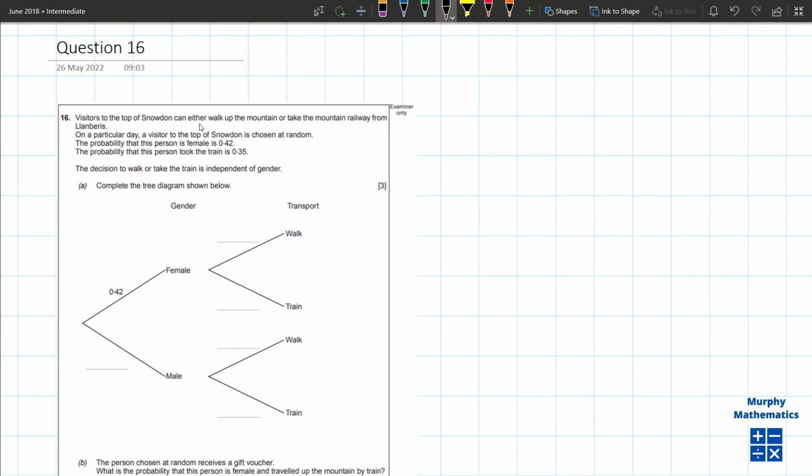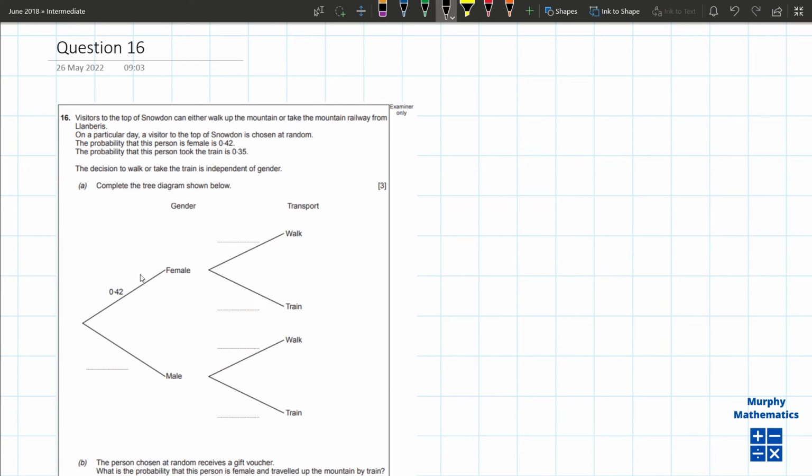Visitors to the top of Snowdon can either walk up the mountain or take the mountain railway from Llanberis. On a particular day, a visitor at the top of Snowdon is chosen at random. The probability that this person is female is 0.42. The probability that this person took the train is 0.35. The decision to walk or take the train is independent of gender. So complete the tree diagram shown below.